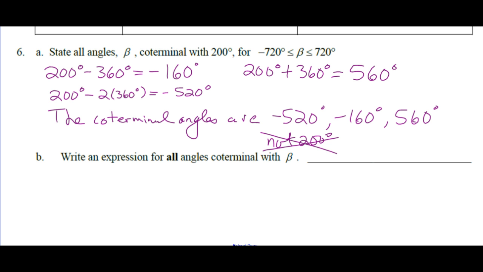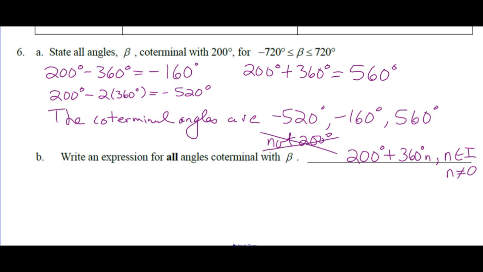Write an expression for all angles coterminal with beta. Okay, all angles, so what are we doing here? We're going to have 200 degrees, and then what do we add or subtract? We subtracted 360, we subtracted 2 times 360, we added 360. What do we add or subtract? A multiple of 360. So we're going to go plus 360 degrees times n, where n is an integer, and n is not equal to 0, because 200 is not coterminal with itself.